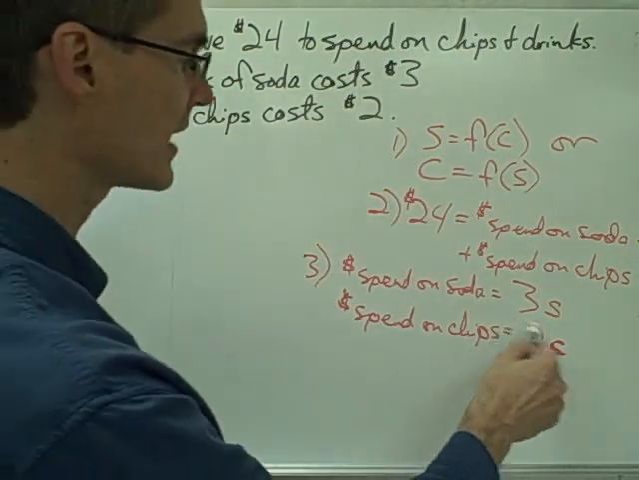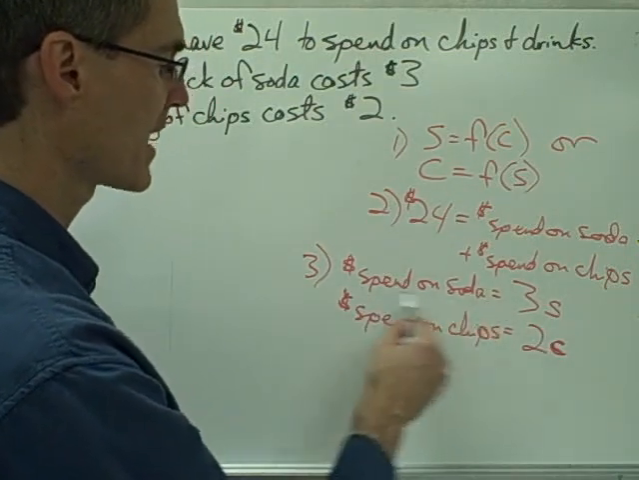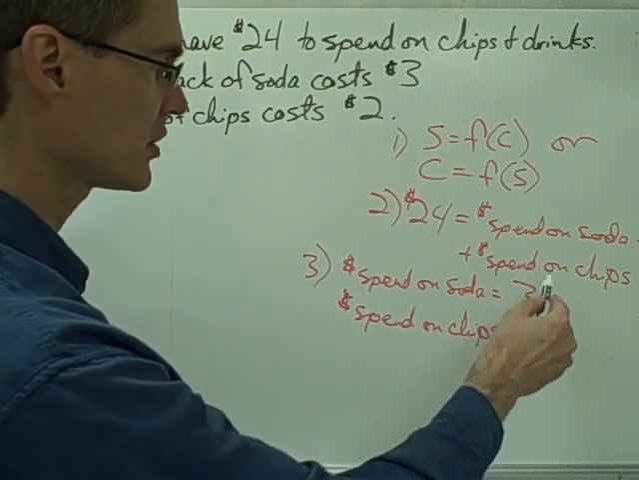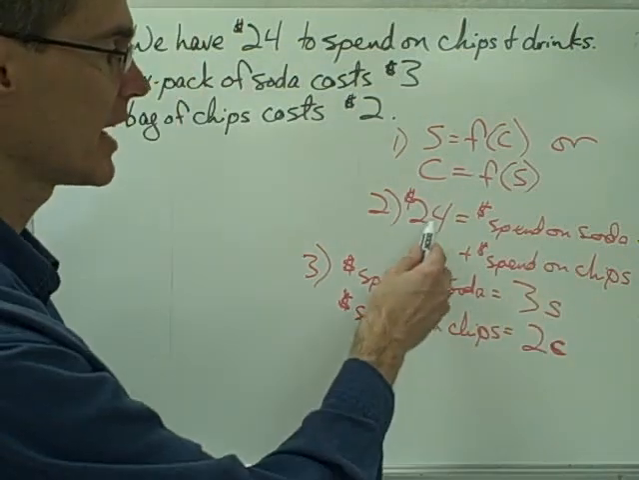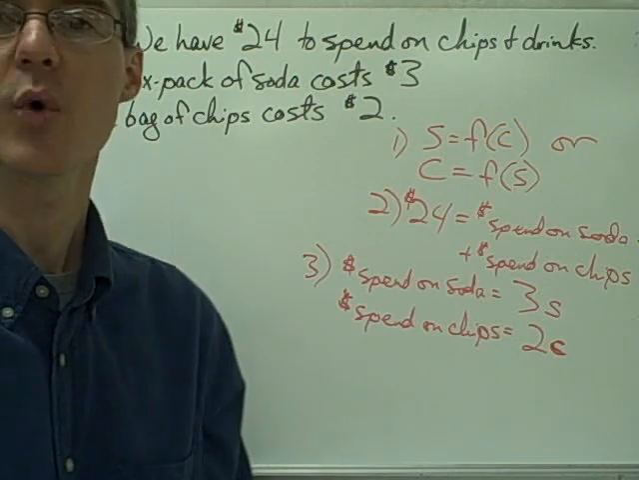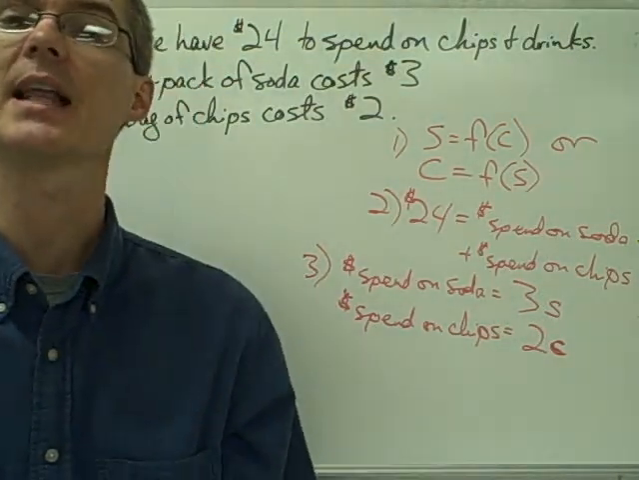Well, so now I've got some algebraic expressions for the amount of money I spend on soda and the amount of money I spend on chips. I can plug these in here, and all of a sudden now I've got something that looks like an algebraic equation. So I'm going to let you finish this one on your own, and we'll take a look at this in class tomorrow.